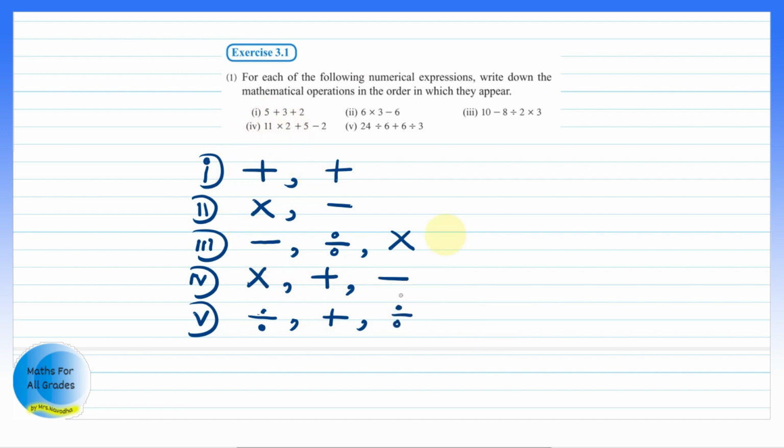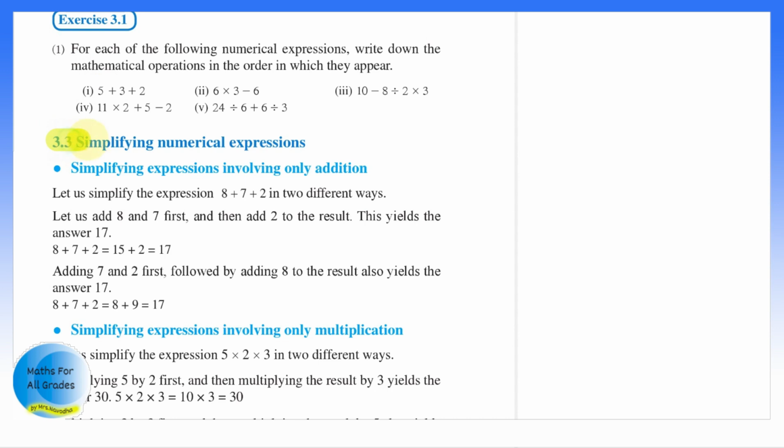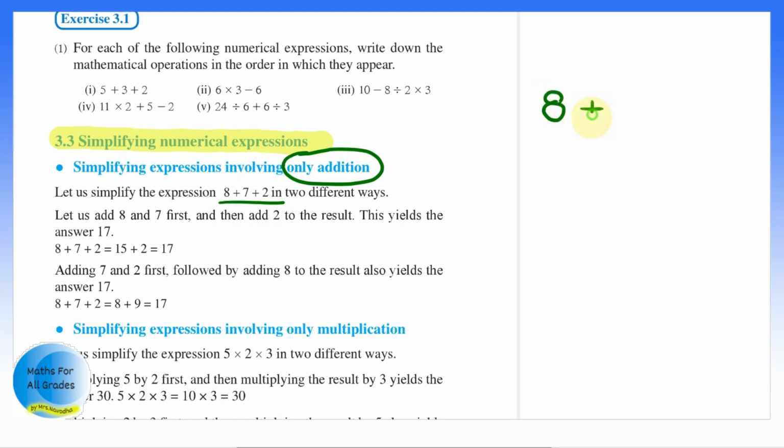In this exercise, you just practiced to recognize the operations and to write down the order in which they appear. What you can see first, what you can see second, like that. Let's get back to the textbook again. Next, we have a topic, simplifying numerical expressions. First, let's discuss expressions that involve only addition. I'll take the same example in your textbook. 8 plus 7 plus 2.